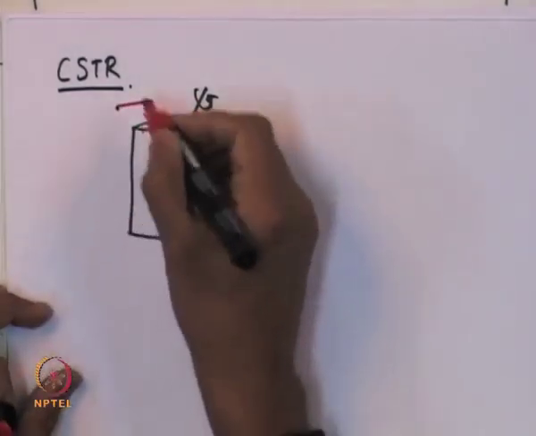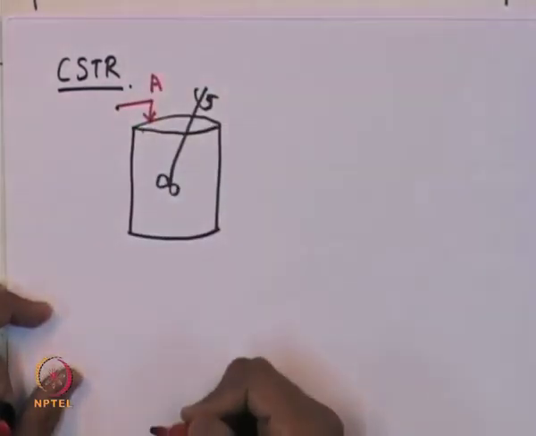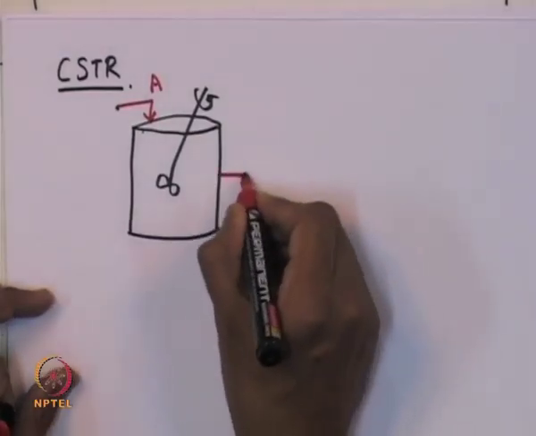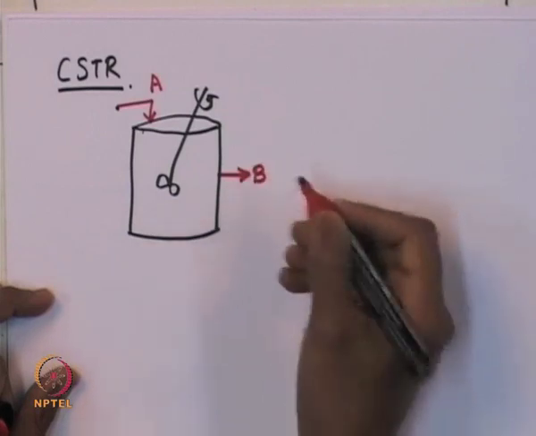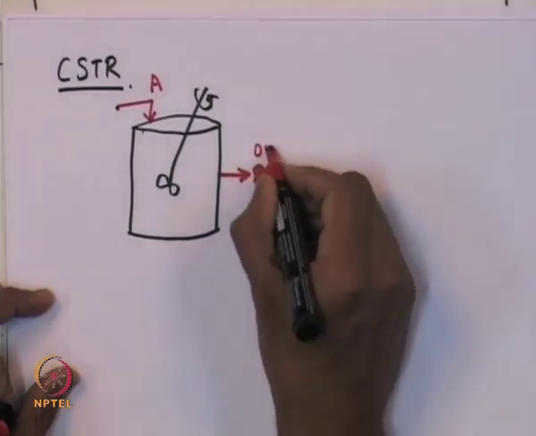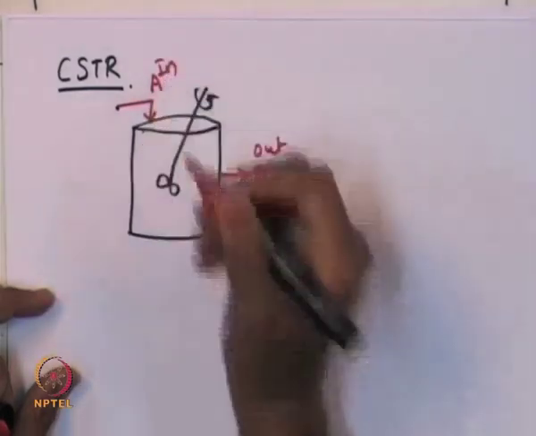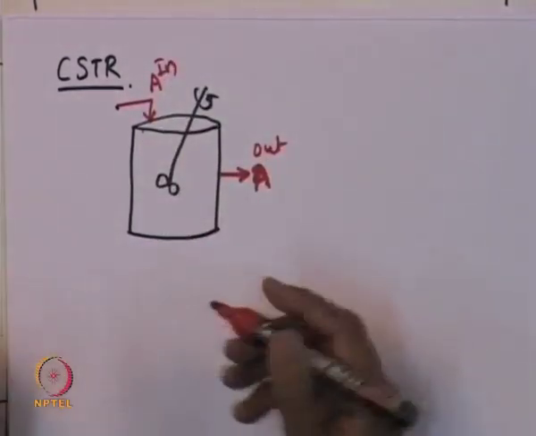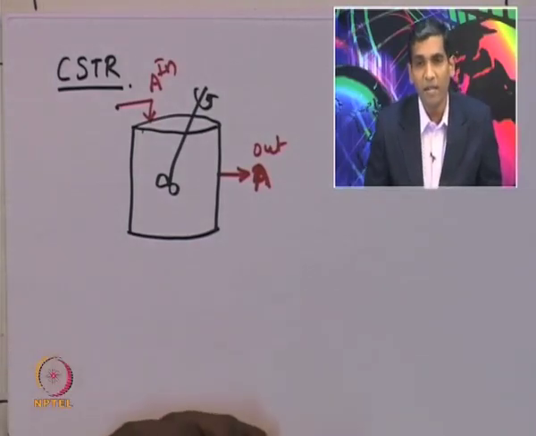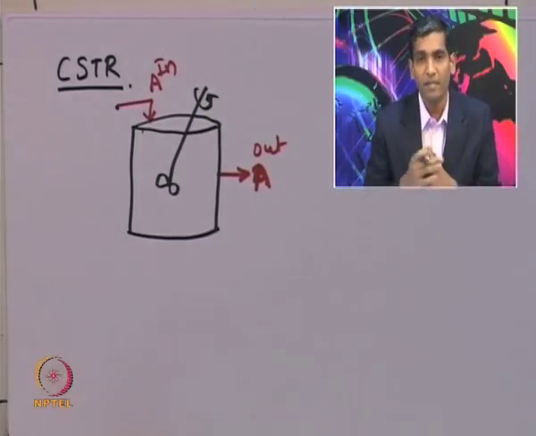If the species is entering into the reactor, suppose this is the feed stream, species A is entering into the reactor via the feed stream, and let us say that the outlet of this reactor is at this location. So, this is the out and this is the in stream, and often the inlet and the outlet streams of the reactor may be placed close to each other for various reasons.